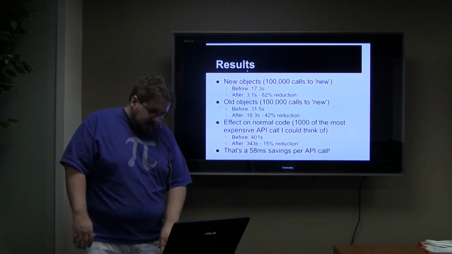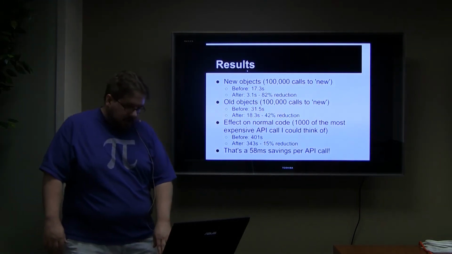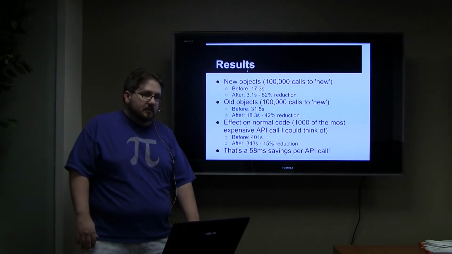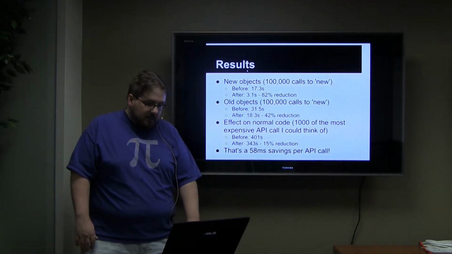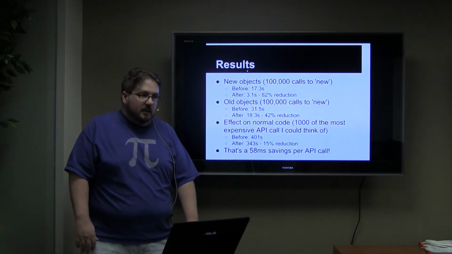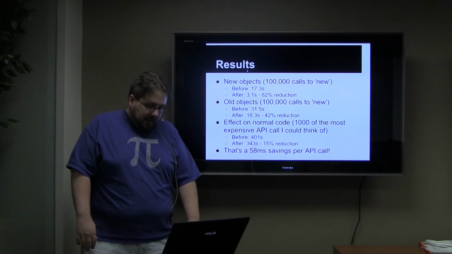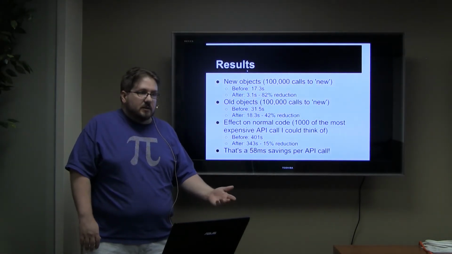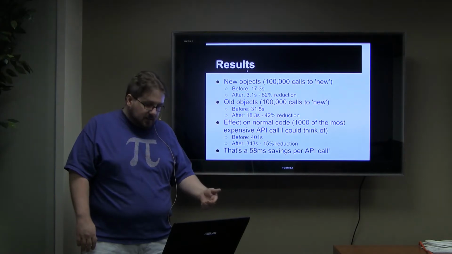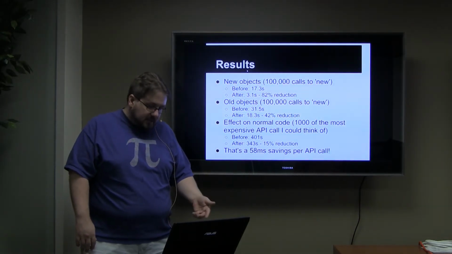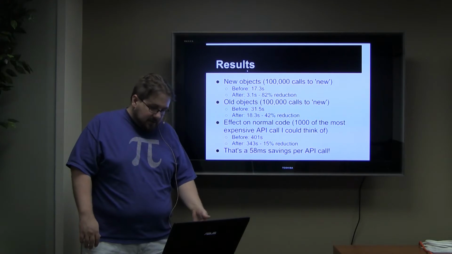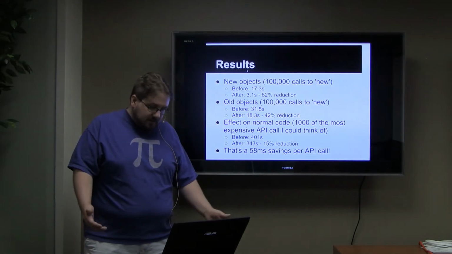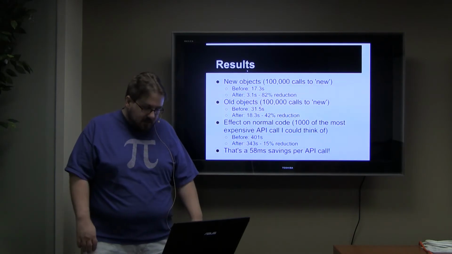So the new objects, I wrote a profile, 100,000 calls to new. It used to take 17.3 seconds in the mix-in based code. Now it took 3.1 seconds, which was an 82% reduction, which is pretty significant. And then the legacy objects that still had to do some of the extra stuff that the new objects didn't need to went from 31.5 to 18.3 seconds. So there's a 42% reduction. They're still 6 times slower than the new ones, but still a pretty significant reduction.